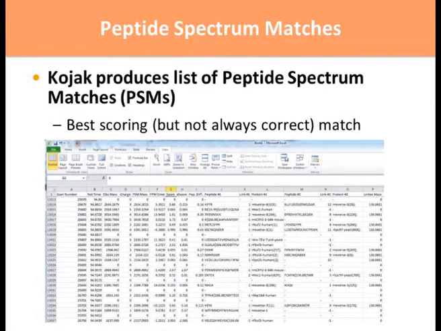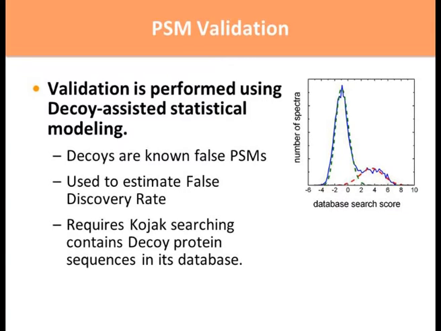In the end, what Kojak produces is this list of PSMs here. It's just shown in a text file, in any sort of spreadsheet here. We have scan number, retention time, and then we have all of the PSMs that are listed, the best scoring PSM for each of the results. Now, it's always the best scoring PSM, but not always the correct one, because as you know, everything needs to be validated, and we use typical decoy FDR validation, the same as you have learned with all of the peptide and protein prophet algorithms so far.